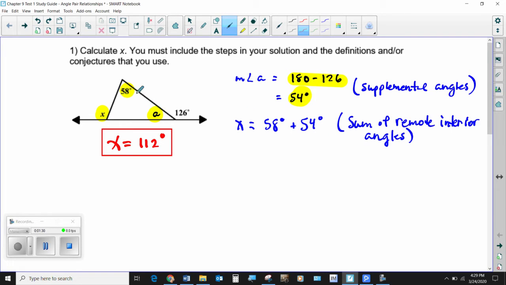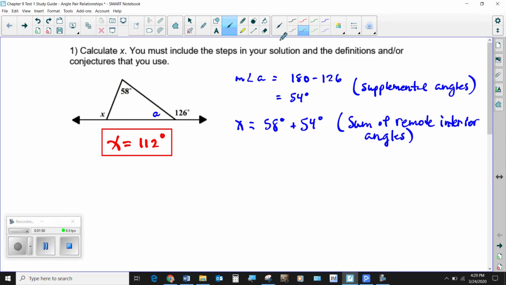So since this is 54 and that's 58, we know that the exterior angle of a triangle theorem states that the exterior angle is going to be equal to the sum of the two remote interior angles. So we add these two together, which means that angle X has to be 112 degrees. Now I can check that.